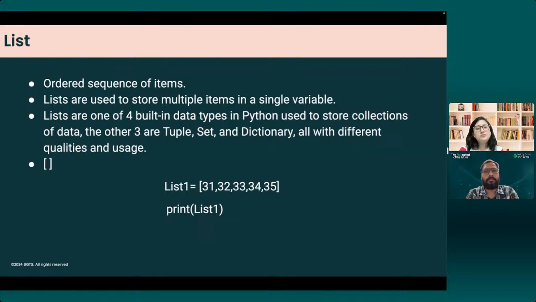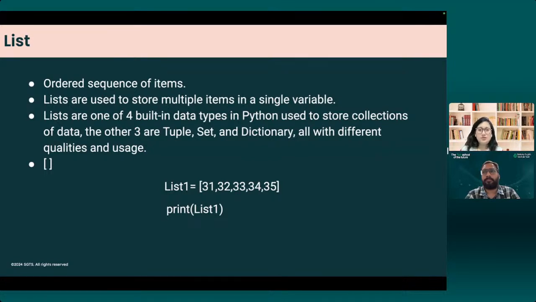Then we have, lists are used to store multiple items in a single variable. Lists are one of the 4 built-in data types in Python used to store collections of data. The other 3 are tuple, set, and dictionary, all with different qualities and usages. So when I have to display the list, I should use the square brackets only. No other alternative for this one. So you should know that this is how a list exists. This is also mutable, and you can make changes.